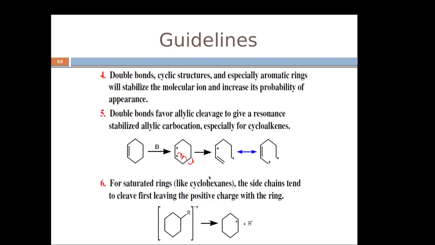For saturated rings such as cyclohexanes which bear side chains, when they are subjected to electron impact ionization, they will form a radical cation. Then the bond could get broken right here. In that case, the saturated cyclohexane ring will take up the positive character on this carbon, and the smaller side chain will take away the radical character.